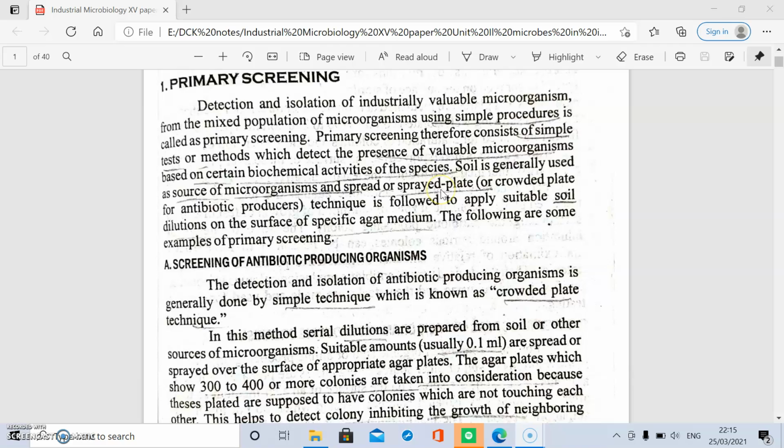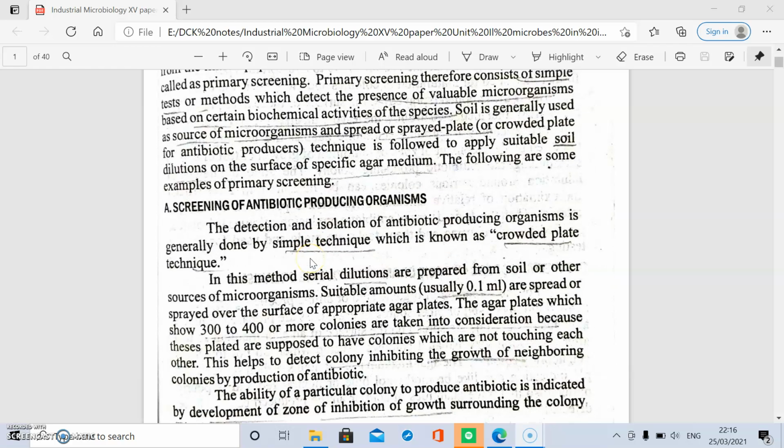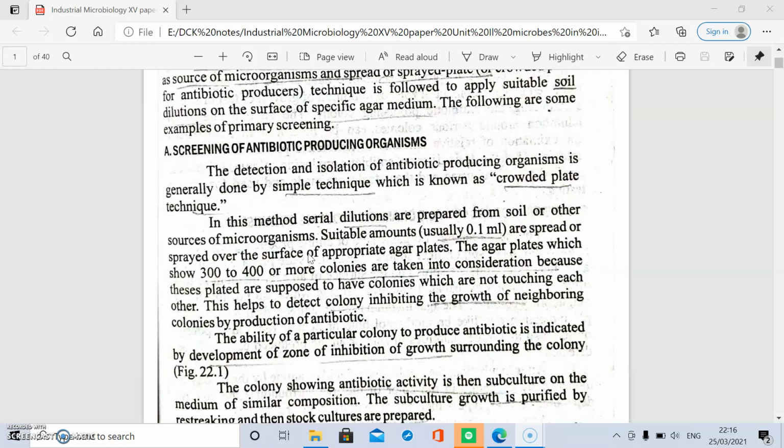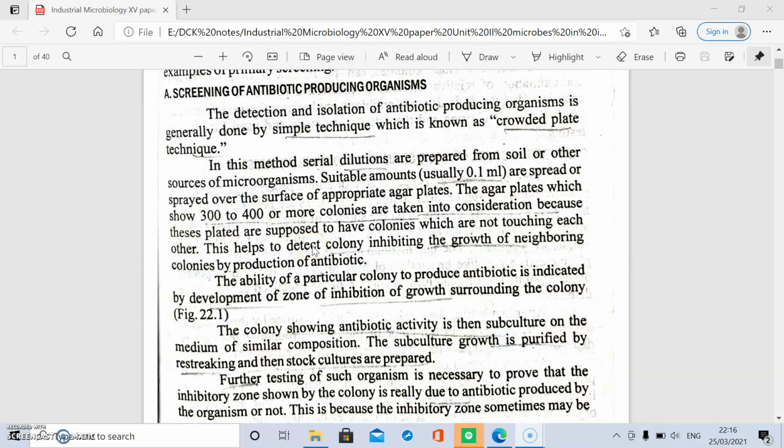The spread plate technique is followed for this primary screening. The crowded plate is used for the primary screening of antibiotic producers. Following are some examples of primary screening. First, screening of antibiotic producing microorganisms. Here the detection and isolation of antibiotic producing microorganisms is done by a simple method, the crowded plate technique.